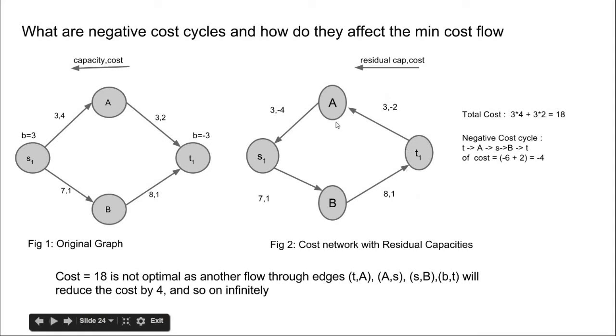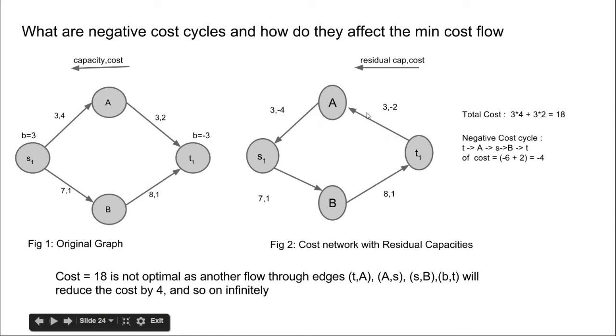Now the total flow in this network is 3, and the actual flow goes from S1 to A and A to T1. We go along the reverse edges as we had seen in the max flow Ford-Fulkerson algorithm. So S to A is actually supplying 3 to the sink, and similarly A to T. So this is the path the actual flow goes through. Now to find a negative cost cycle, we only take into account the costs.